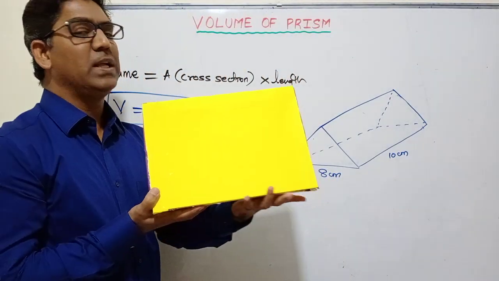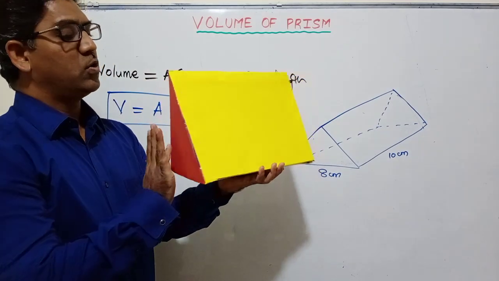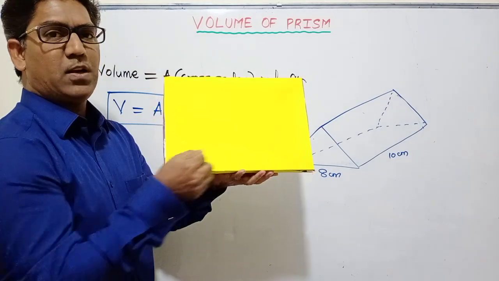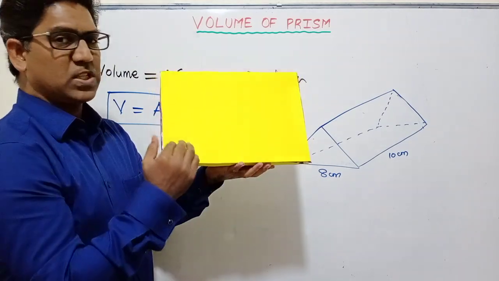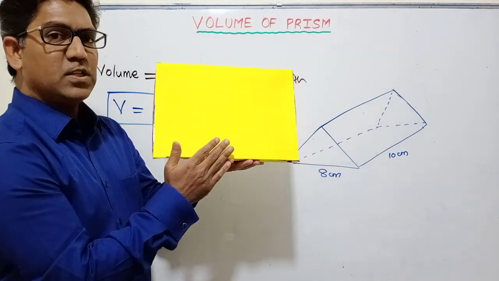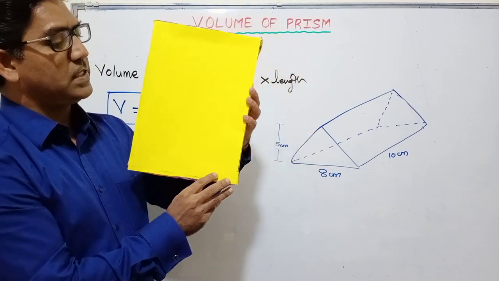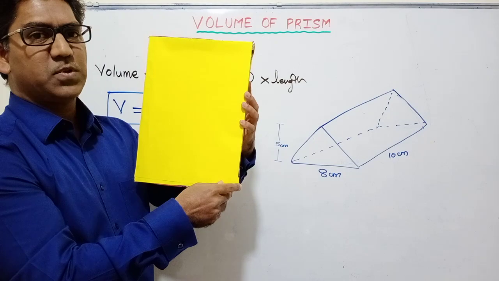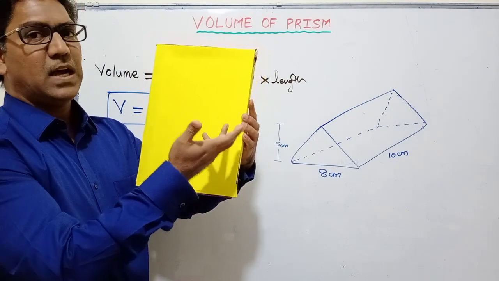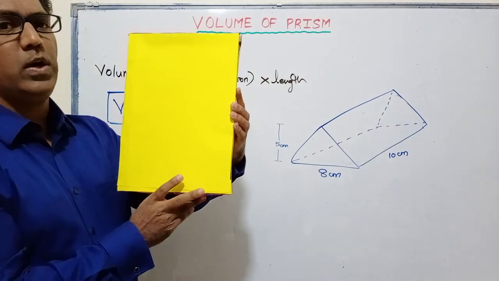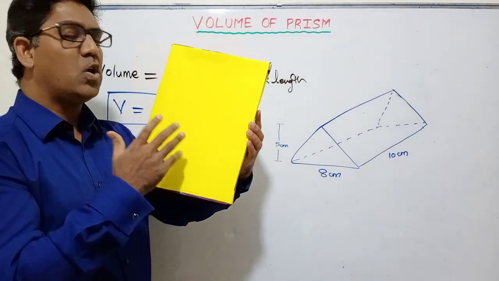Suppose I am holding this in a horizontal position. These two are my parallel faces. The distance between the two parallel faces, or between the two cross sections, is my length. If I hold it in this position, the length is this distance. But if I hold it vertically like this, this distance becomes my length, that is the height of the diagram. So height and length can be interchanged depending on how you hold it, whether vertically or horizontally.